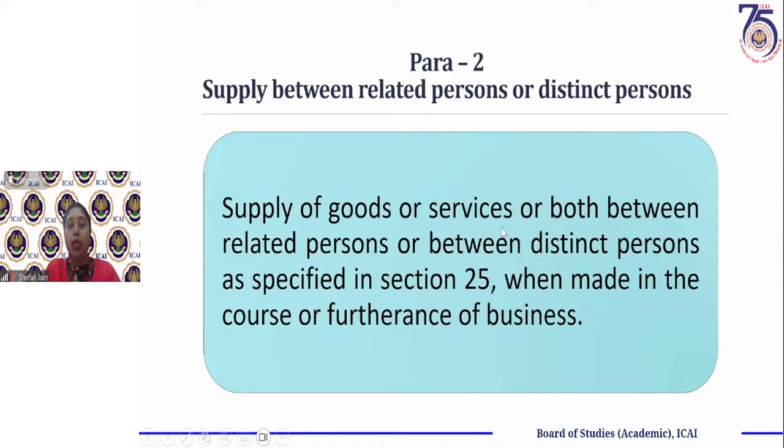Section 25 is relating to registration procedure. So whatever persons have been specified as distinct persons in section 25, if any transaction is between them without consideration, then that will be deemed as supply. Let us see what is the meaning of related person and what do we mean by the distinct persons under section 25. First of all, we will see the related persons definition.